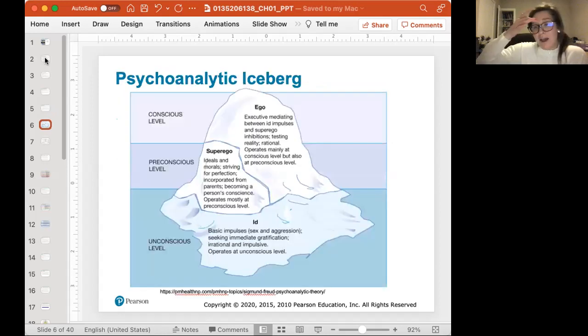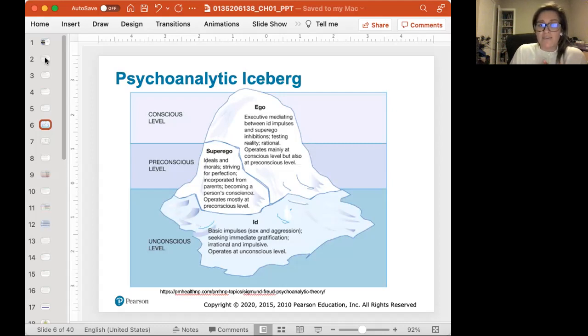So fun fact about any concept, if you're ever struggling with it, a cheat method that I use to learn things is I'll just Google psychoanalysis, or I'll Google id, ego, superego, and then click images and see if there's some kind of model or graphic that can better help you understand whatever it is you're struggling to understand. And so that's actually how I found this iceberg. And so you can see that the ego, superego, and id are on different levels of consciousness.